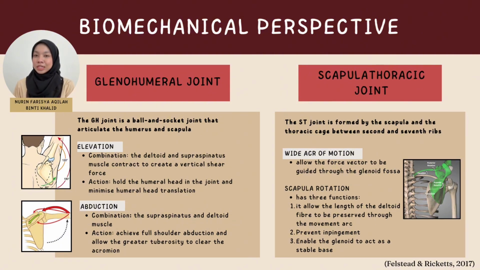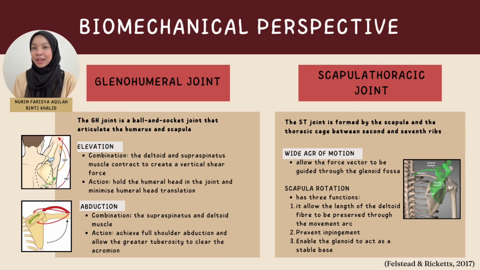During forward elevation, the deltoid and supraspinatus muscles contract to create a vertical shear force to hold the humeral head in the joint and minimize humeral head translation. Other than that, the supraspinatus is responsible for the initiation of abduction with the deltoid muscle to achieve full shoulder abduction and allow the greater tuberosity to clear the acromion. The scapulothoracic joint is a joint formed by the scapula and the thoracic cage between the second and seventh rib. This joint allows a biomechanically wide arc of motion but is stable enough to allow the force vector to be guided through the glenoid fossa.